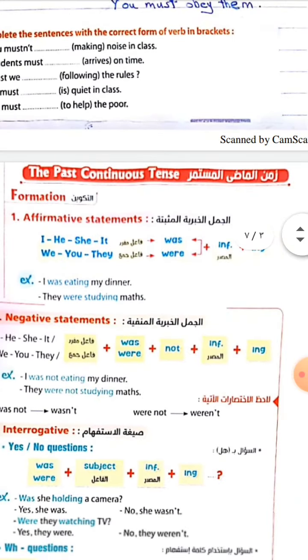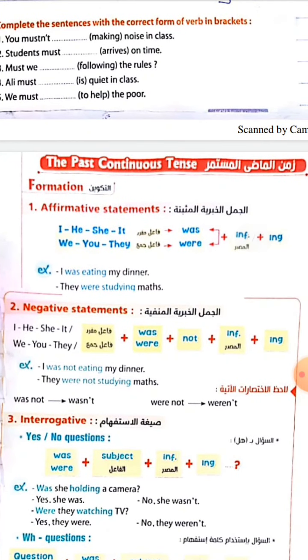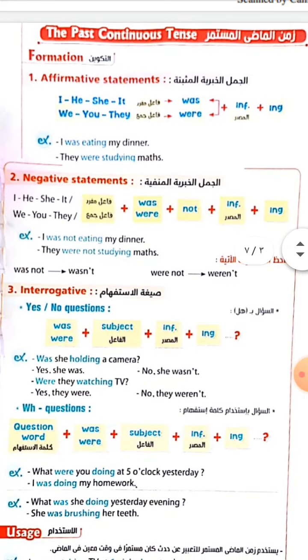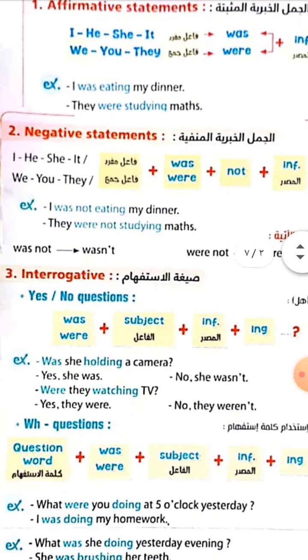If you want to make a negative statement, we have two auxiliaries, was and were, plus not, so wasn't and weren't. I was not eating my dinner at 7 yesterday. If you want to ask a question, we use was and were, subject plus verb ing. Was she holding a camera? Yes, she was, or no, she wasn't.